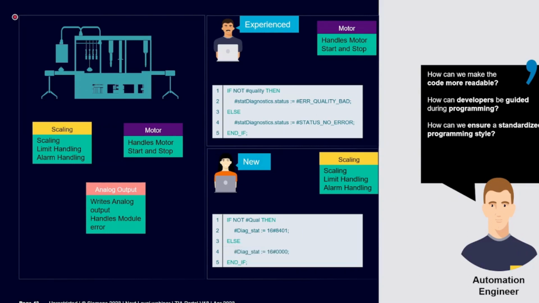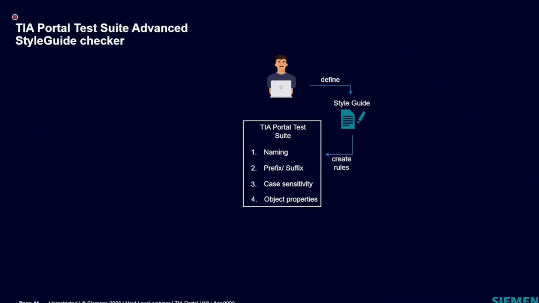So we have understood the problem statement. The solution to this is test suite. Test suite is a TIA Portal option package which allows us to test the code in the initial stage of development. The test suite gives you two types of option. One is the style guide checker and another one is application test. So what is a style guide checker? I will show you an example.